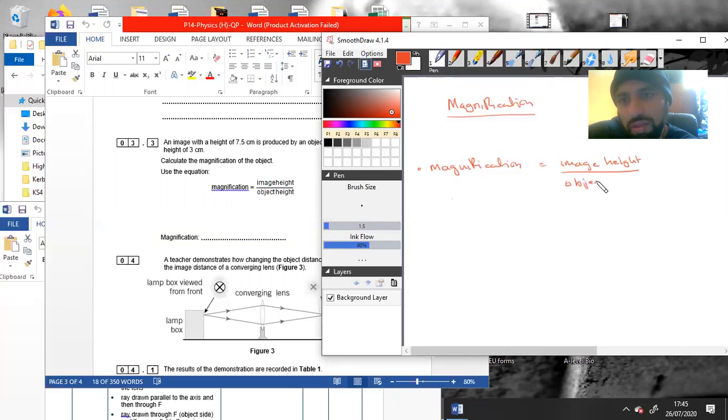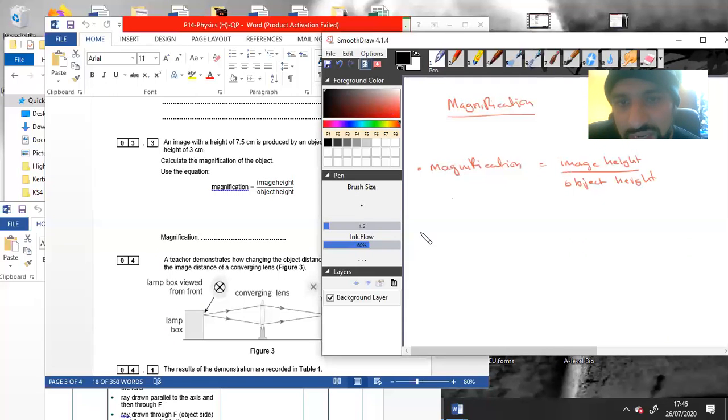Okay, no problem. So we're looking at magnification, Marco, this new subtopic within waves. Now with magnification, you're looking at how much bigger you're making something. Magnification is a measure of how much bigger you make something through a lens.